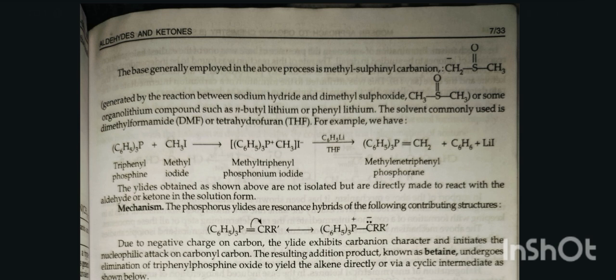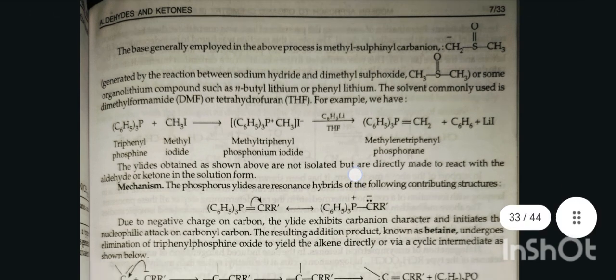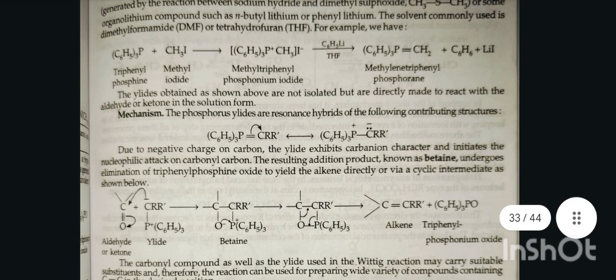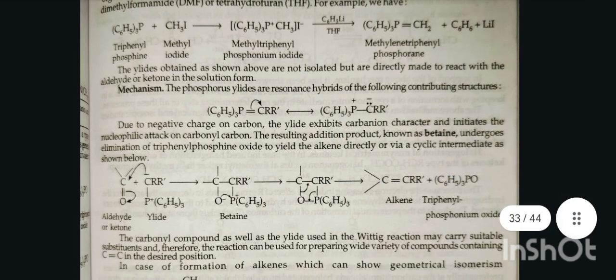The solvents commonly used are dimethylformamide DMF and tetrahydrofuran THF. For example, triphenyl phosphine plus methyl iodide gives methyl triphenyl phosphonium iodide. Further, in presence of THF with butyl lithium, it gives methylene triphenyl phosphorane plus C4H10 plus LiI. The ylides obtained as shown above are not isolated but are directly made to react with the aldehyde or ketone in the solution form.